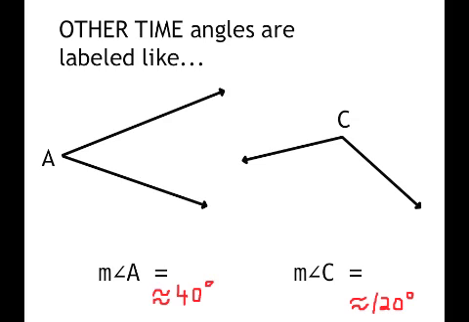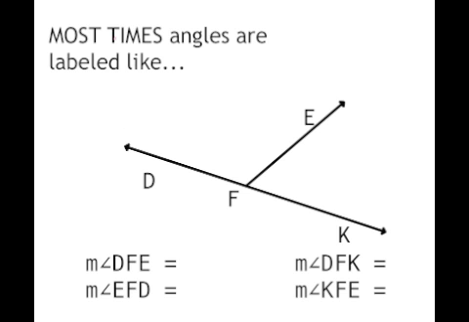So the measure of angle A is approximately, I didn't say equal because I didn't actually measure it, it's approximately, that's the approximate sign, looks like it's about 40 degrees to me. And the other one, it's obviously obtuse, so I'm going to guess it's about 120. Where it becomes more difficult is this situation.